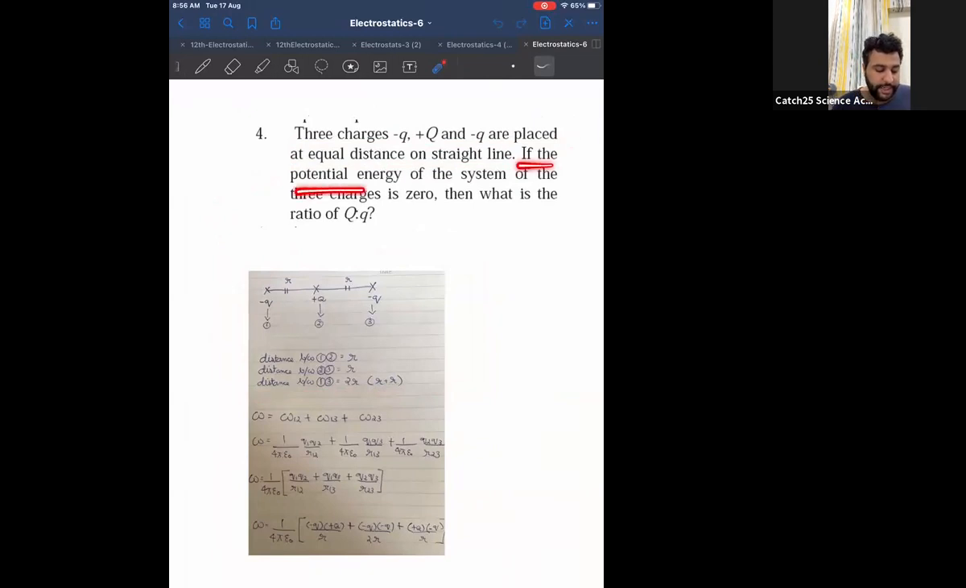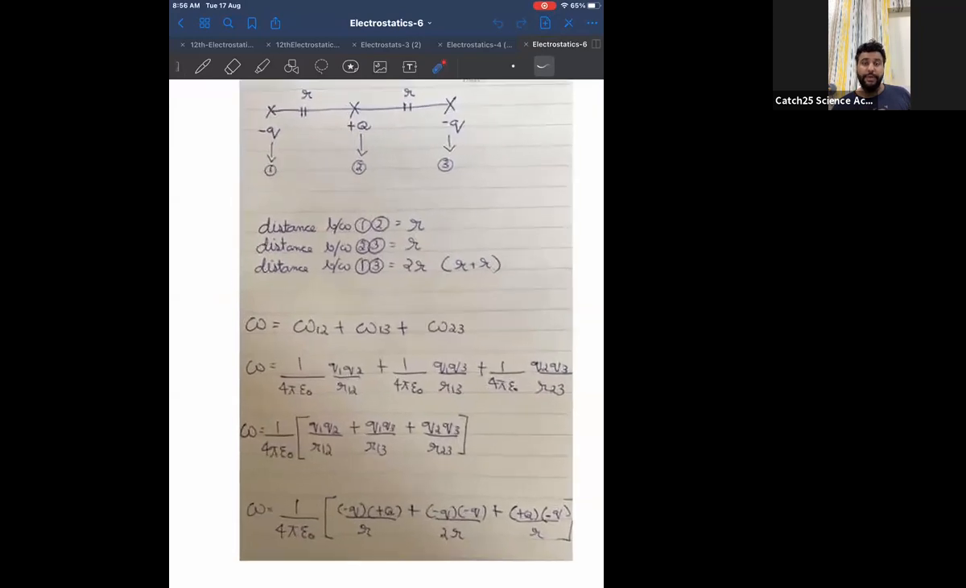If the potential energy of the system of the 3 charges is 0, potential energy means work done. Correct? My work done is 0. That means if the total work done of the system is 0, they are giving me a clue. But before they give me that, do I know the formula for total work done in the system? Answer is yes. Please look at the screen.